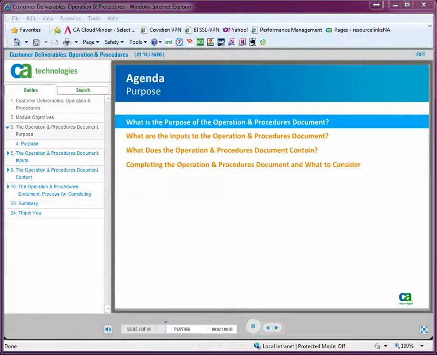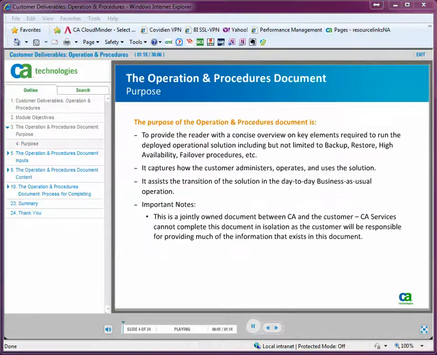Now we'll take a look at the purpose of the Operation and Procedures Guide. The purpose of the Operation and Procedures Guide is to provide the reader with a concise overview on key elements that are required to run the deployed operational solution, including but not limited to backup, restore, high availability, and failover procedures. There's much to this. It also captures how the customer administers, operates, and uses the solution. It aids in the adoption of the solution.